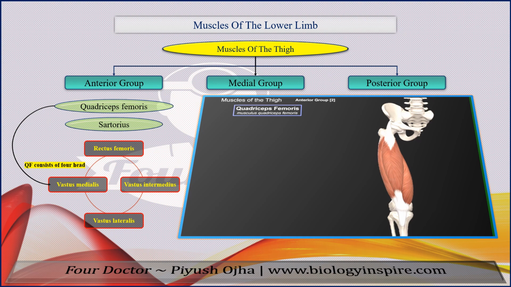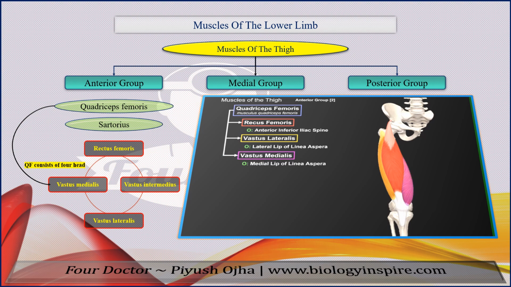originate at different regions. First, we have the rectus femoris, which is the most superficial one here. It originates from the anterior inferior iliac spine. Then laterally, we have the vastus lateralis, which originates at the lateral lip of the linea aspera. There's the vastus medialis, which originates at the medial lip of the linea aspera. Then underneath all of those, there's the vastus intermedius. So if we remove the rectus femoris, we can see it clearly here. It originates from the anterior surface of the thigh.